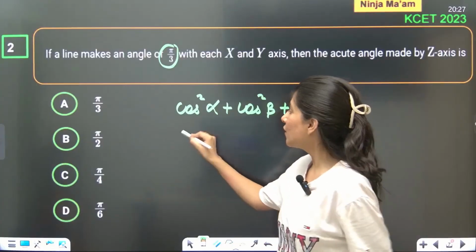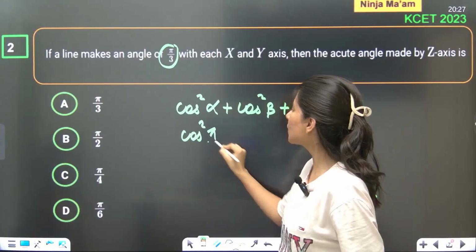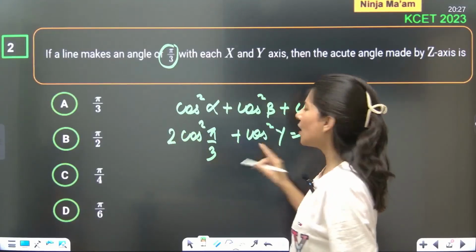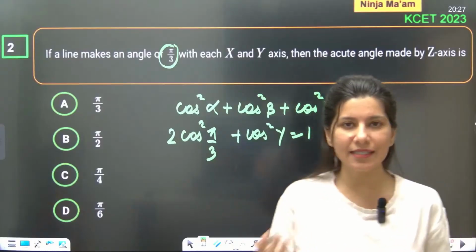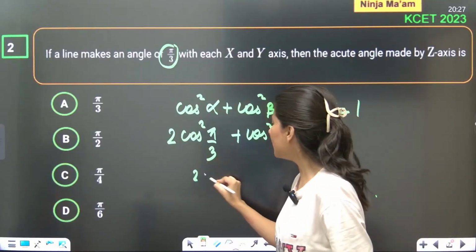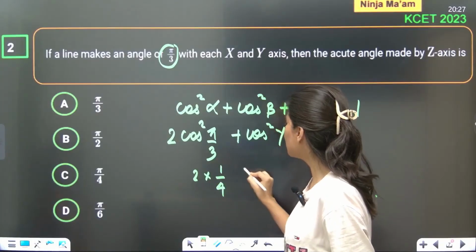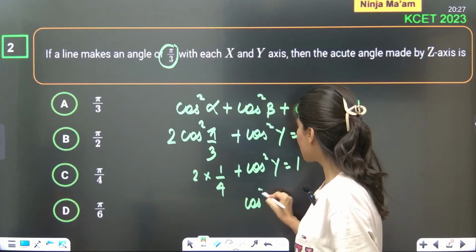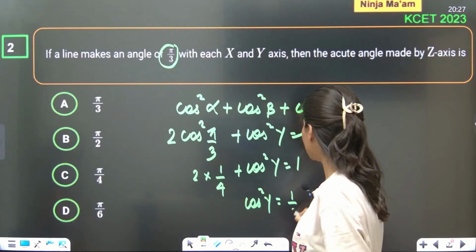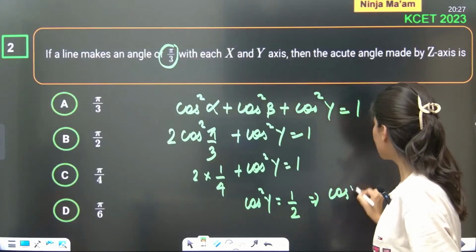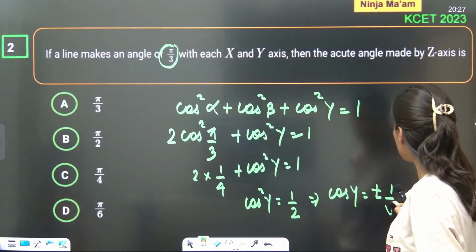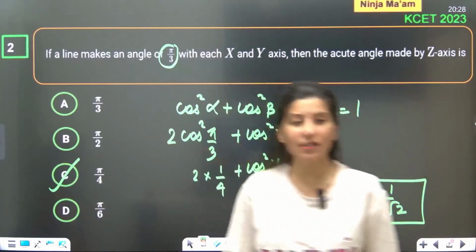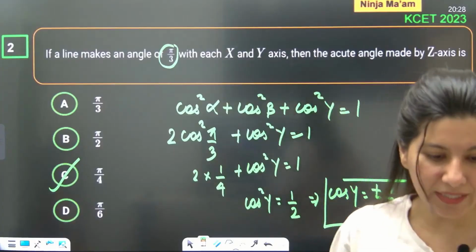What does that mean? Cos square pi by 3 plus cos square pi by 3 plus cos square gamma is equal to 1. Now cos square pi by 3, cos 60 degree is half. Half square is what? So 2 into 1 by 2 square is 1 by 4, plus cos square gamma is equal to 1. So cos square gamma is nothing but half. This implies cos gamma is equal to plus minus 1 by root 2. So angle over here is either 45 degree, which is right away present. Option C again is absolutely right.